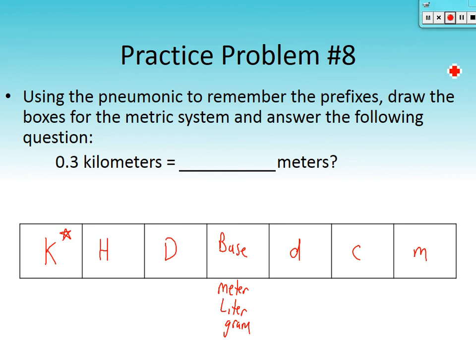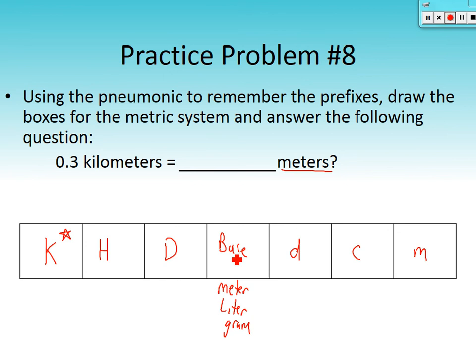Okay, let's see how you guys did. We're starting with 0.3 kilometers. So I'm going to start in this K box. This is for kilo. And it wants to know how many meters that is. Remember, meters is a base unit. It's in the base unit box.